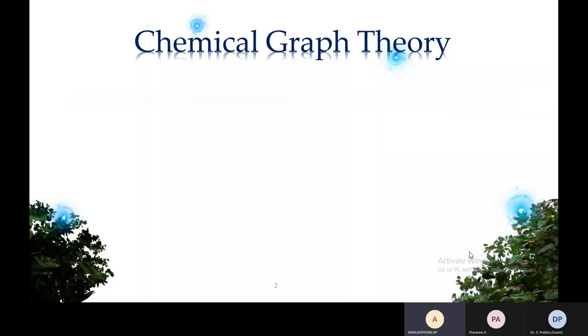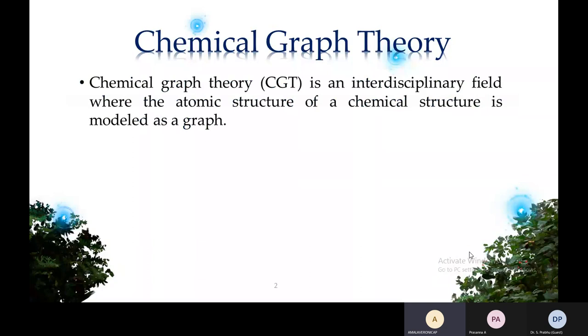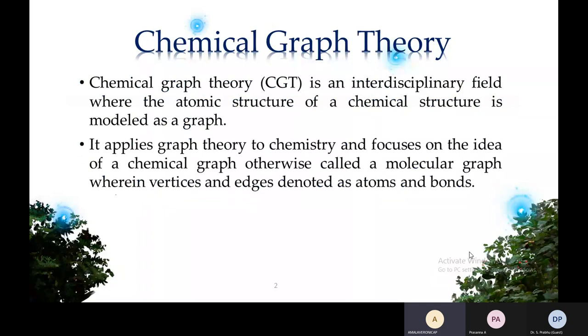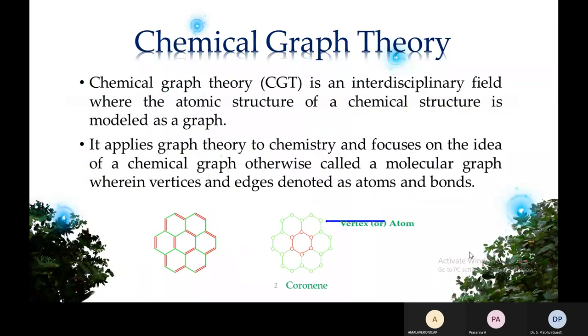What is chemical graph theory? Chemical graph theory is an interdisciplinary field where the atomic structure of a chemical structure is modeled as a graph. It applies graph theory to chemistry and focuses on the idea of a chemical graph, otherwise called a molecular graph, wherein vertices and edges denote atoms and bonds. For example, I have taken a coronene structure containing 7 benzene rings fused one with the other. In the molecular graph, they are called vertices or atoms, and the connections between two atoms are called bonds or edges.